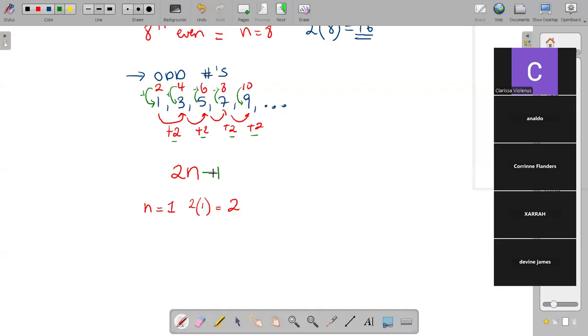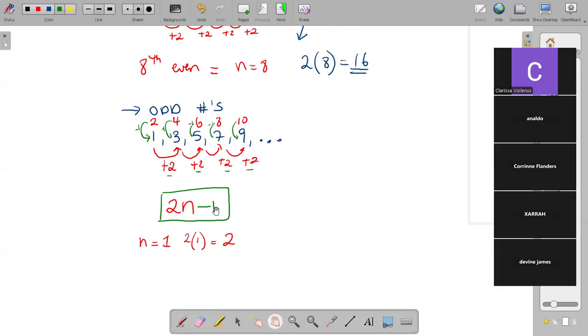Where did we get the minus 1 from? After we identify 2n as the base, we write our multiples of 2, and then we see how to get from the first to the second number. So if you're not sure what we're doing, don't worry. We're going to do enough examples to lock it down. So that means, what is our formula for odd numbers? 2n minus 1. You have to memorize this.